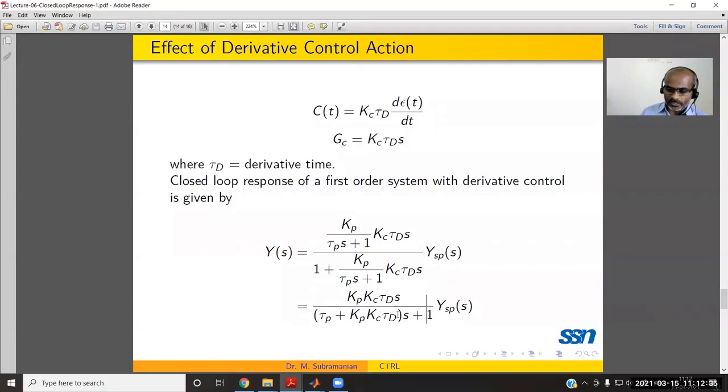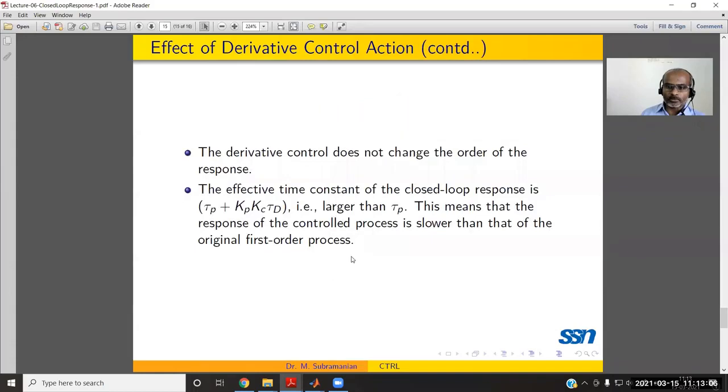In the pole-zero response, on the left hand side it is still a first order derivative. On the right hand side we also have a derivative. If you write it in terms of a differential equation, the denominator is the output, so the output has s, which is the derivative term. Likewise, the input also has a derivative. So it is still a first order system. The order of the system doesn't change with D control.